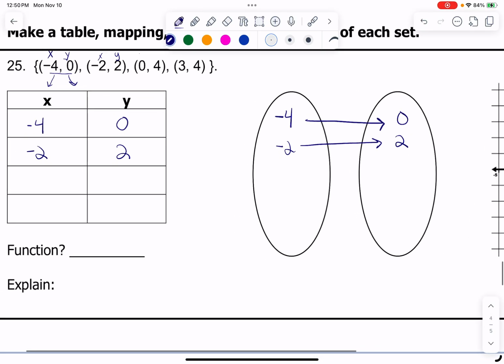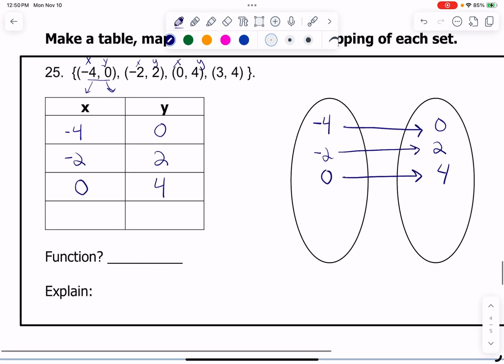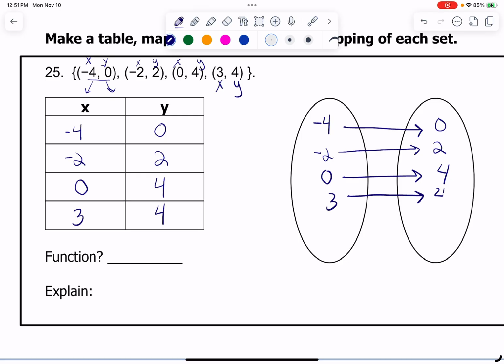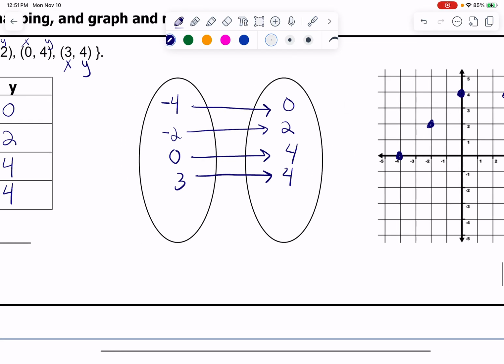And then the third point, x is 0, y is 4. So 0 is mapped to 4. I'm going to come over here to the graph and do 0 up to 4. Okay, here we go. And the last point, the x value is 3, the y value is 4. So 3 is mapped to 4. That is a point on the graph. Now I can't connect the points on the graph unless I know what's happening between them, so I'm just going to leave them as points.